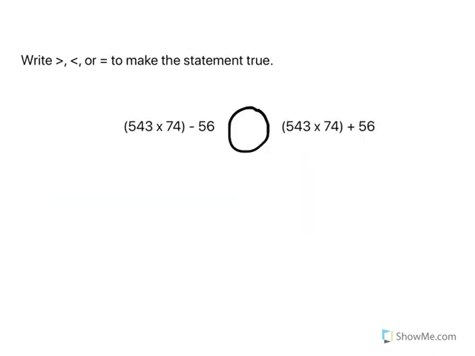All right, and I think this is the last one. There may be one more. So this one says to write greater than, less than, or equal to make the statement true. And again, super quick, remember, we know that the alligator always wants to eat the greater number, okay? So let's say I'm comparing 6 and 4. My greater number comes first, so I know that this sign is greater than.